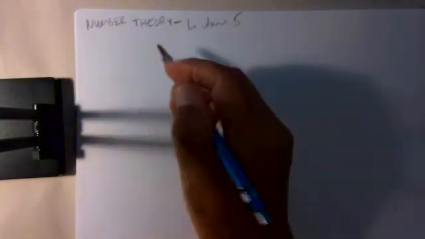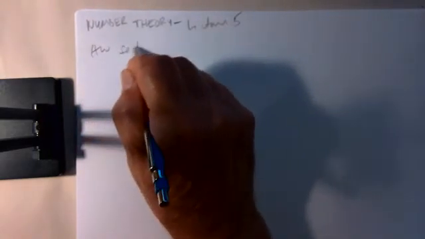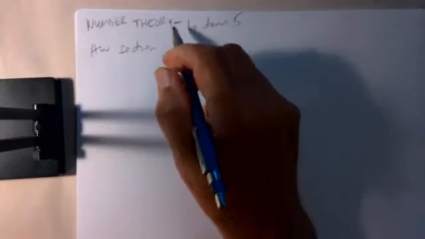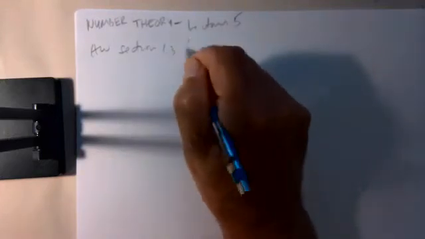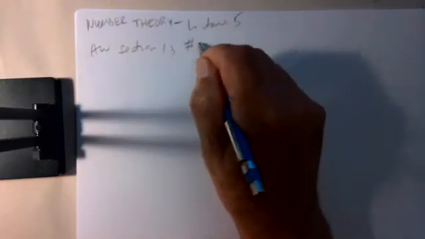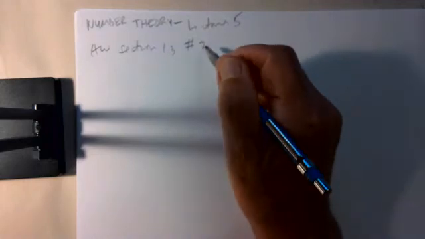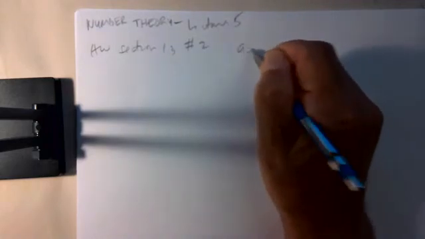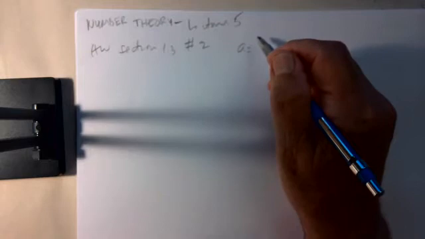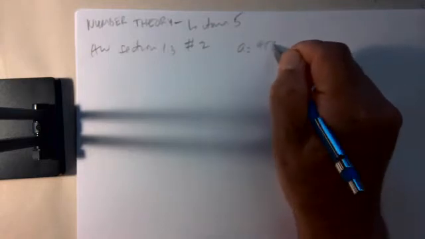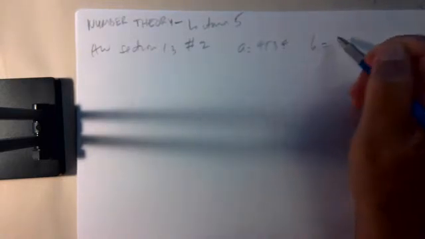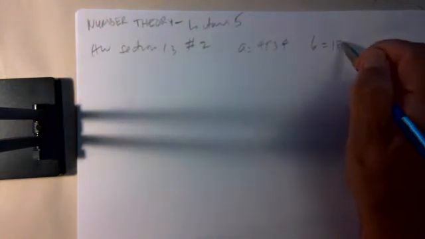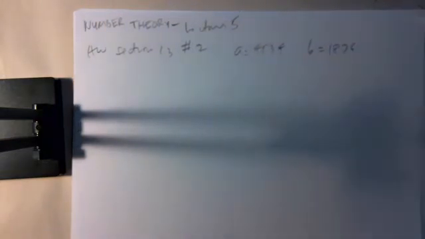Okay, so lecture 5. So we'll do a homework problem. This is in section 1.3, number 2. And we have the numbers, let's say A is 4,534 and B is 1,876. Okay?